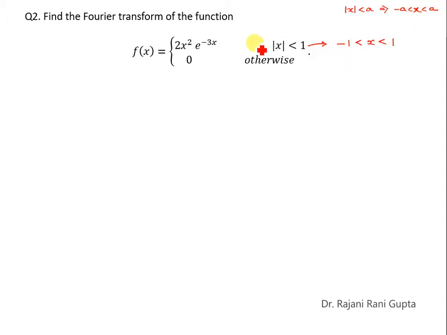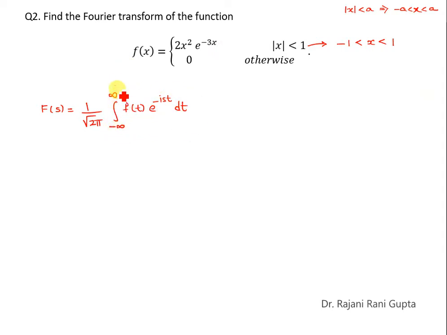Okay, so now we have to use the concept of Fourier transform. What is the formula for Fourier transform? This is given by 1 over square root of 2 pi, integral from minus infinity to infinity of f of t e power minus iota st dt.